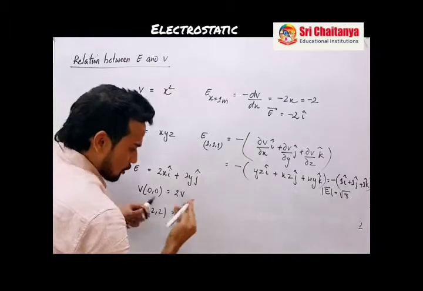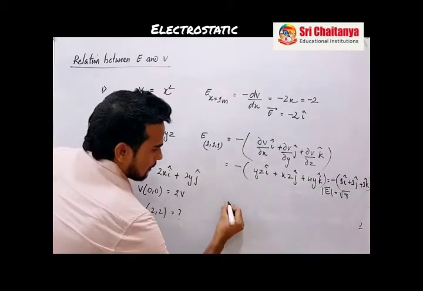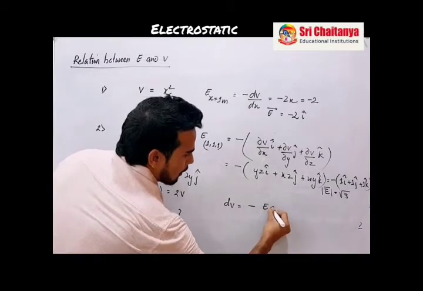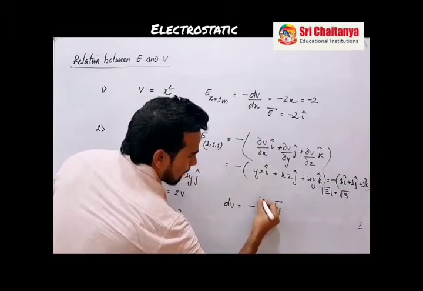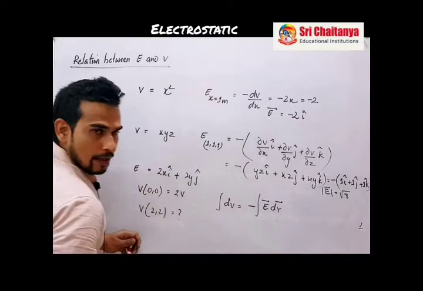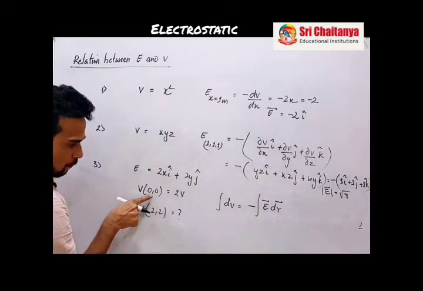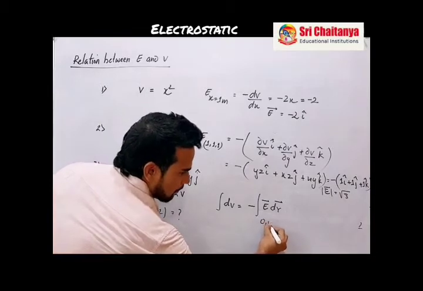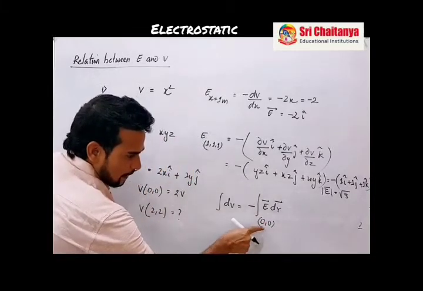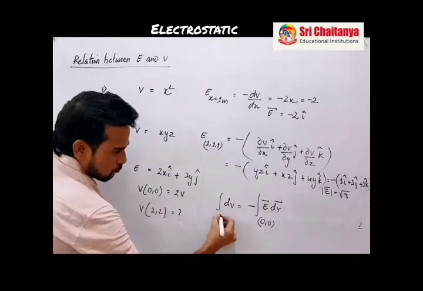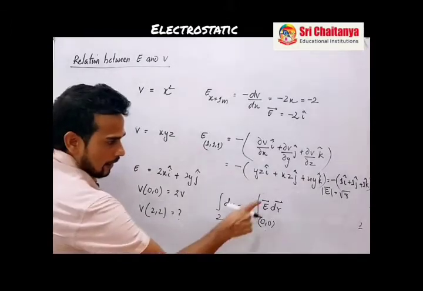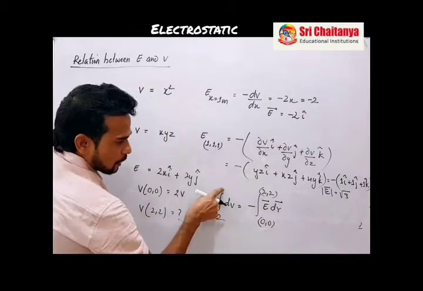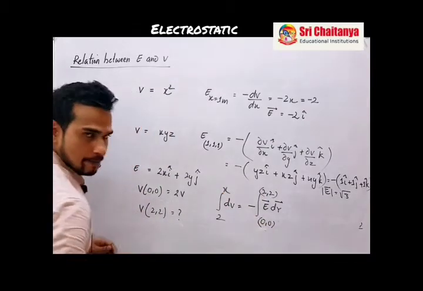You'll be simply saying, just now we studied, dV will come minus of E dr, integration. Now from where to where you have to go? From 0, 0. That means here your 0, 0 will be there, and at that time what is potential? 2. So here 2. Here which point you are going? 2, 2. Here how much potential? You don't know. So you can assume x.